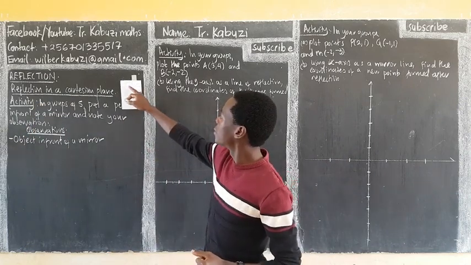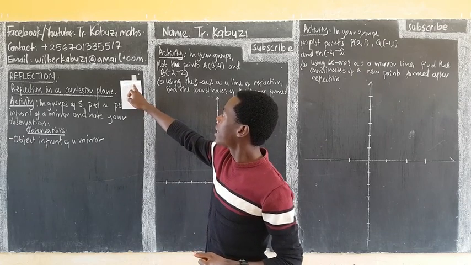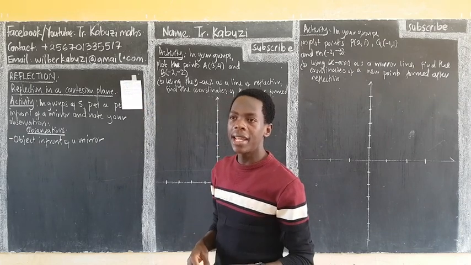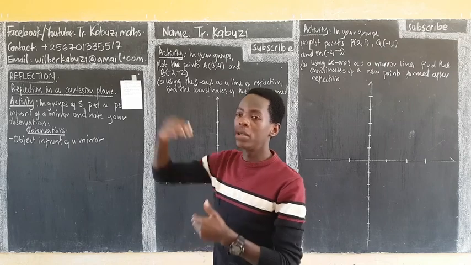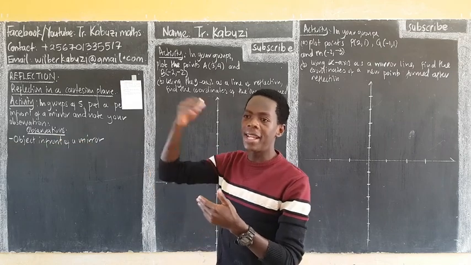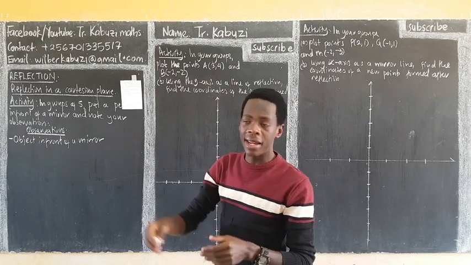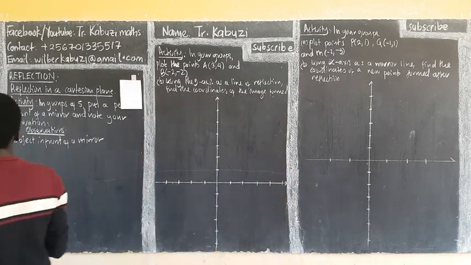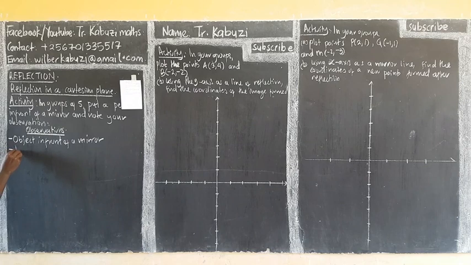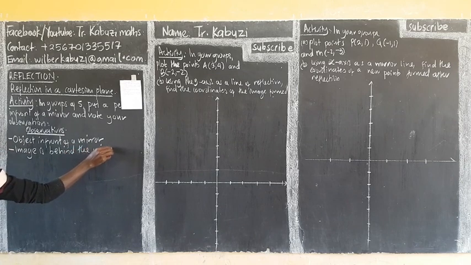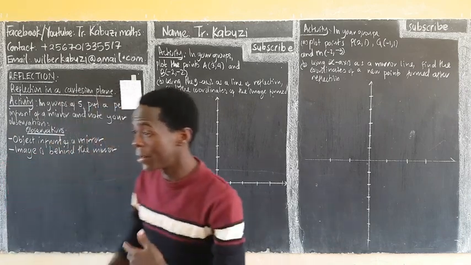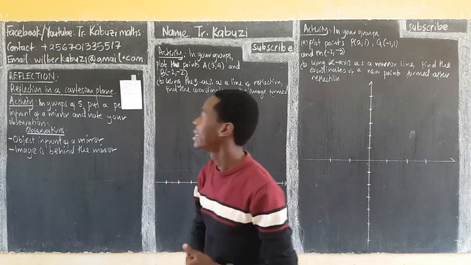Okay, then we are going to move to this one. They say the image inside the mirror. What does it mean? For them, they saw it as inside the mirror, but the correct way we are going to say is the image is behind the mirror. So for them they saw it as inside, but in the actual sense, it was behind the mirror.